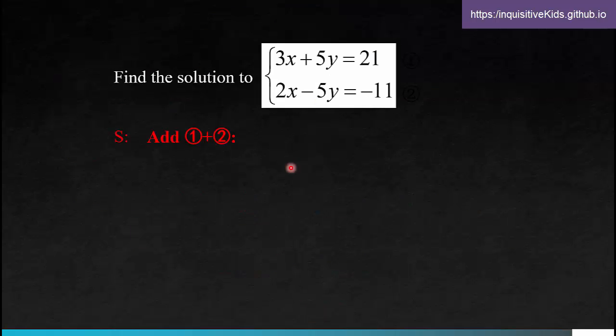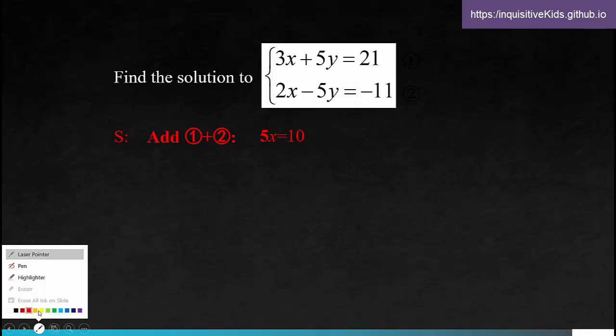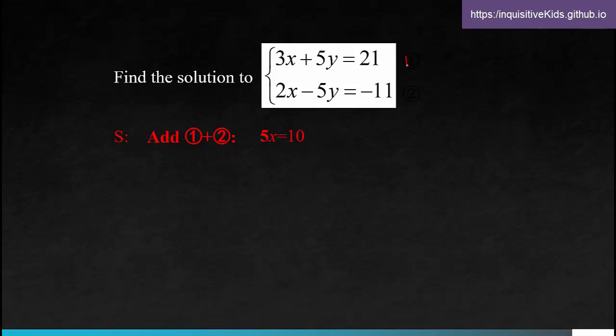So finding the solution to this, we can first add equations 1 and 2. Again, this is equation number 1, this is equation number 2. Add these two equations and we get 5x is equal to 10. Therefore, x is equal to 2.